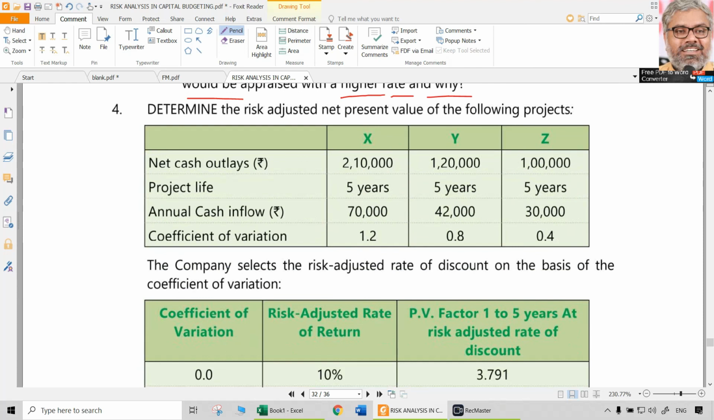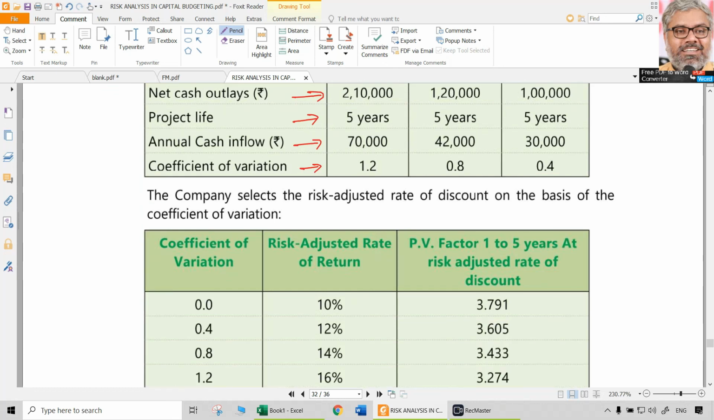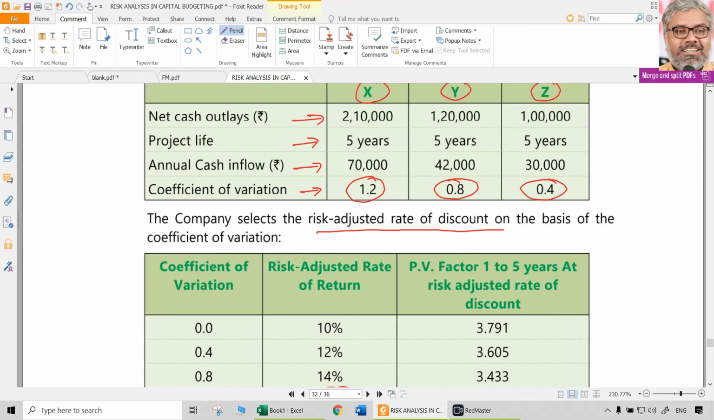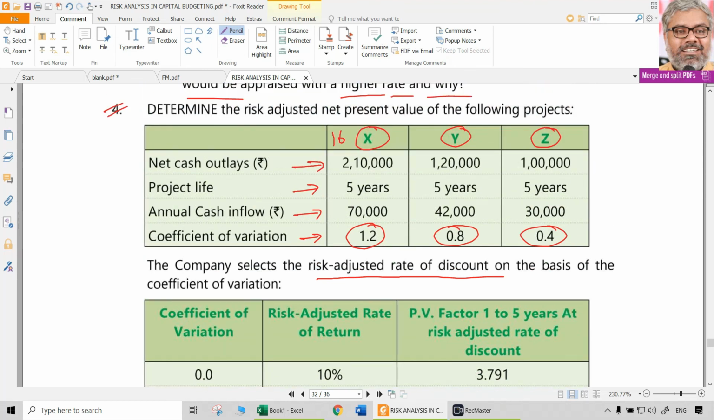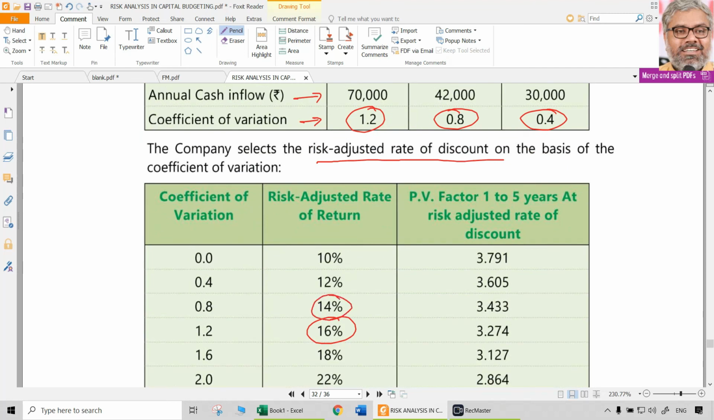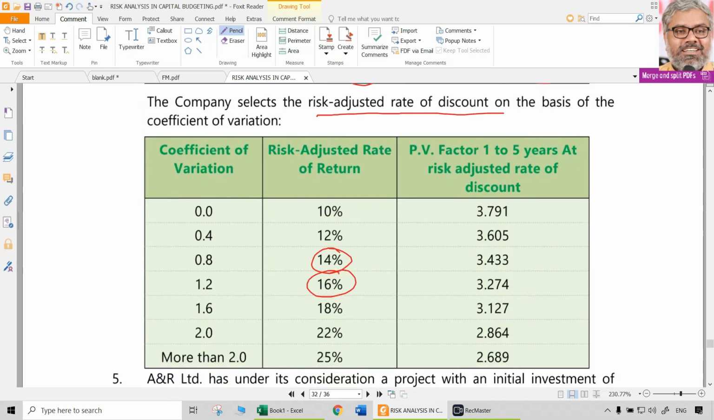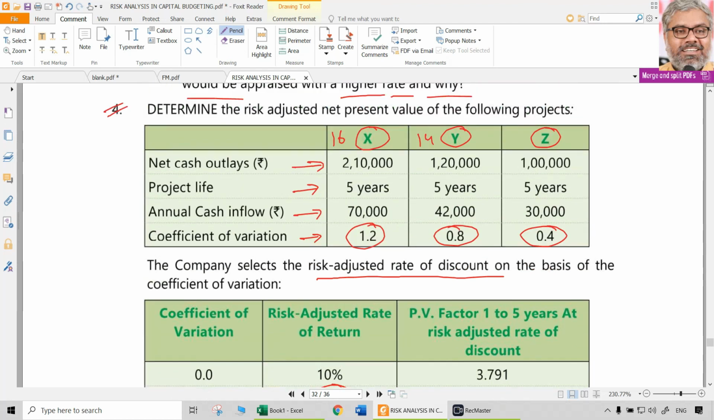Then question number 4, risk adjusted NPV is asked here also, similarly like earlier question, for 3 projects X, Y and Z. More or less similar question. Net cash outlays is given, project life is given, annual cash inflows is given, coefficient of variation is given. Why is this coefficient of variation given? So that according to its coefficient of variation, there is a selection of risk adjusted discount rate as this table shows. So for project X, 1.2 is coefficient of variation. That means the discount rate applicable for that project is 16%. For project Y, 0.8 is the coefficient of variation. That means discount rate applicable for that project is 14%. For project Z, 0.4 is the coefficient of variation. That means risk adjusted discount rate applicable for that project is 12%.